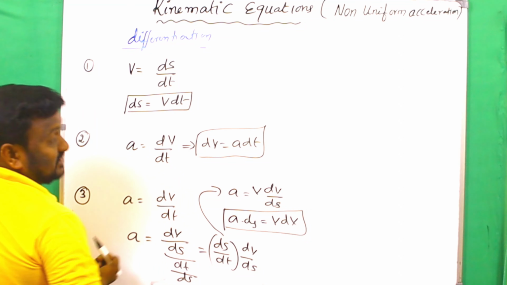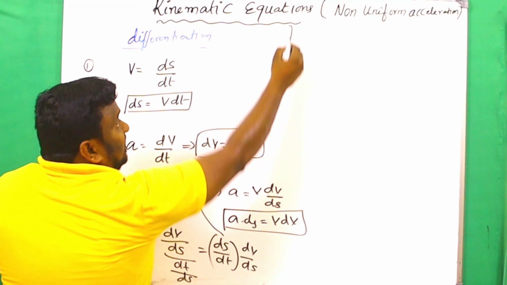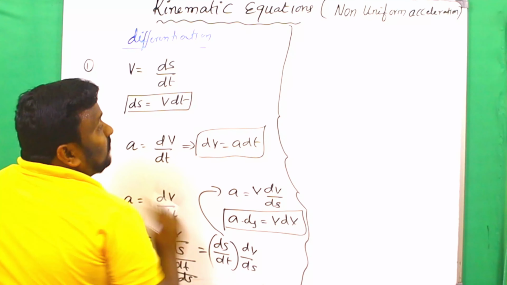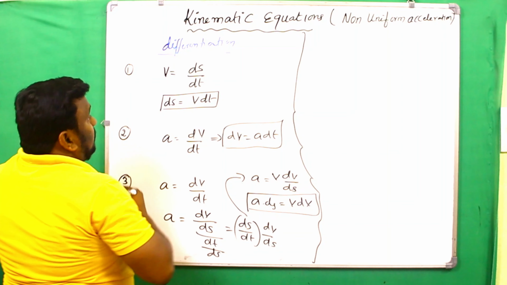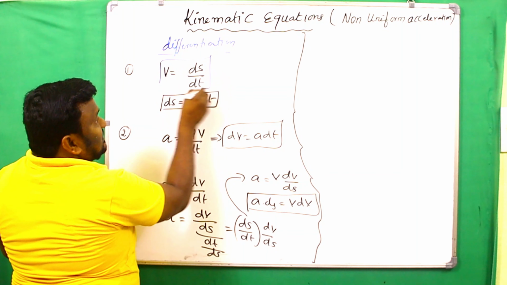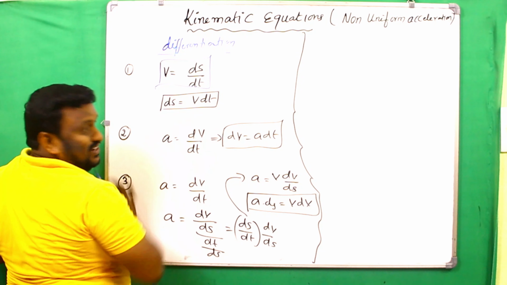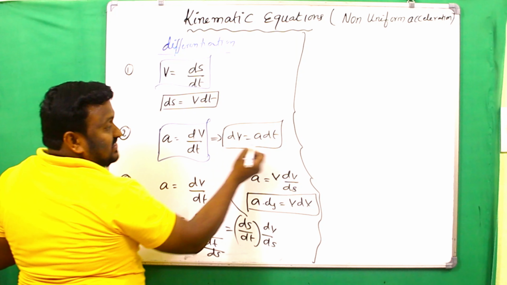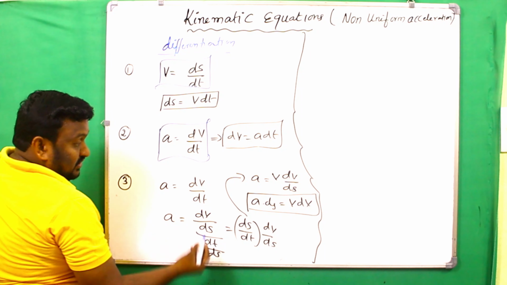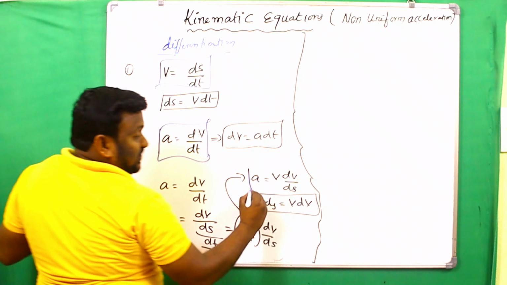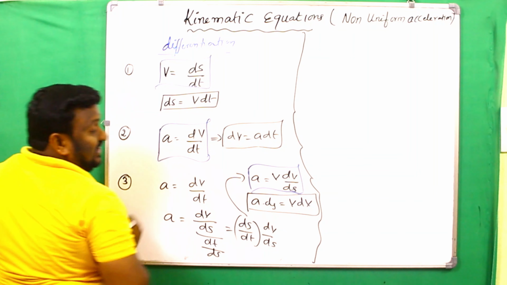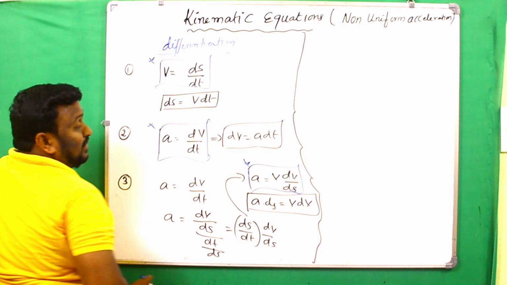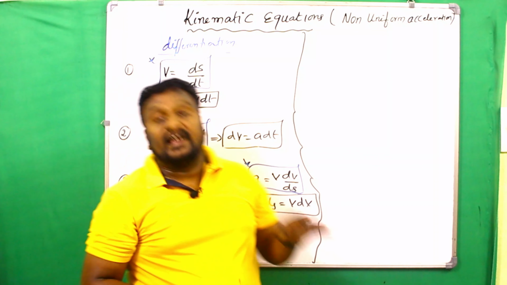v dv we can write. So these are the equations in case of differentiation when the body is moving with non-uniform acceleration. Here v = ds/dt, which should be written as ds = v dt. It's clear. And a = dv/dt, that is also written as dv = a dt. And next one is what? Here a = v dv/ds. So these are the equations we are going to use when the body or particle is moving with non-uniform acceleration.